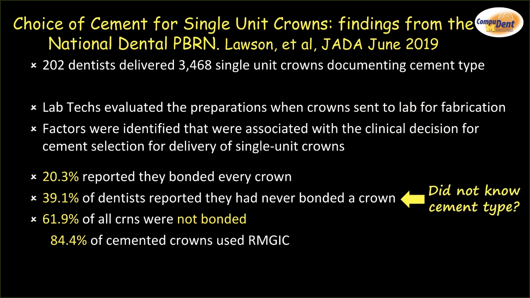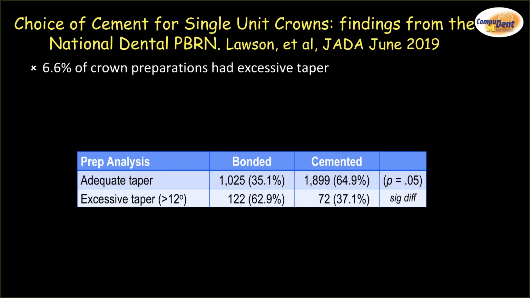So the authors kind of alluded to this 39% report that they had never bonded a crown as maybe the doctors weren't clear on the type of cement they used, because they even thought it was a little bit of a high percentage. But keep in mind that if 60+% of the crowns were not bonded, they must have had optimum geometric retention for cement to work. So that brings up the question then, why would I shift to an adhesive retention compared to cementation?